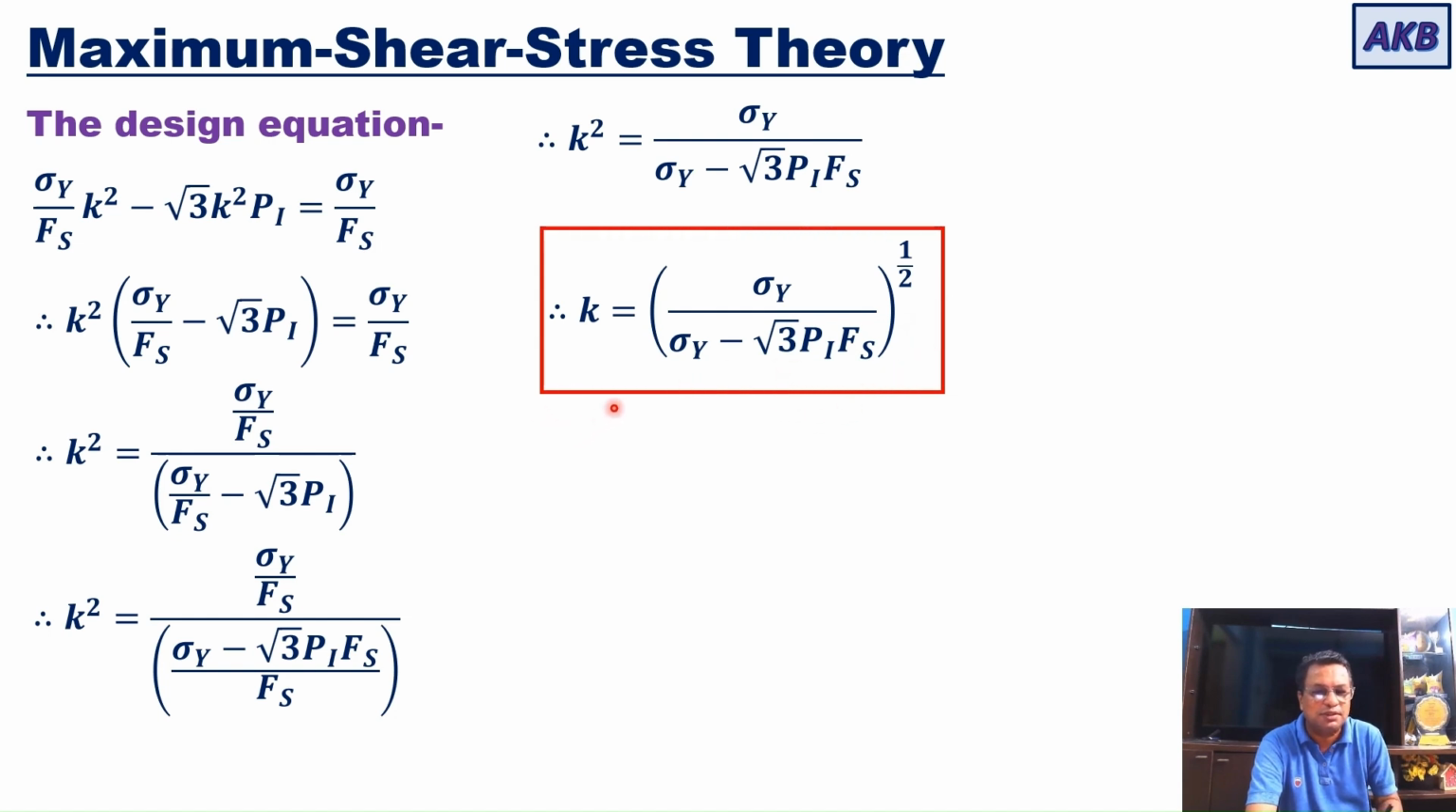So in this equation, sigma y will be known to us, pi will be known to us, Fs will be known to us. So you can use all the known values to get the value of k. You are getting k, that means you are getting the value of the ratio of outer diameter to inner diameter. So by knowing this, you can find out these diameters, outer diameter and inner diameter, and then you can also find out the thickness of the vessel. So this is the design equation to get the thickness of high pressure vessels according to maximum shear stress theory.